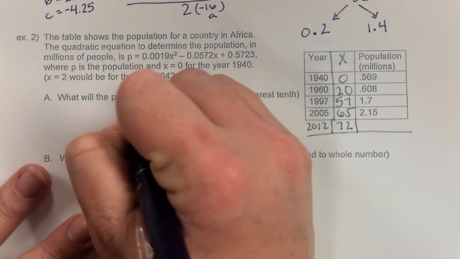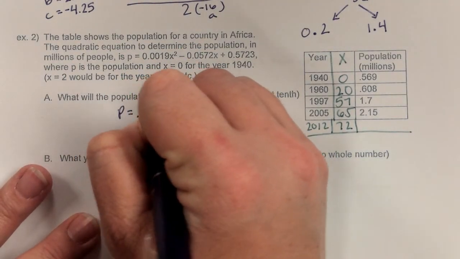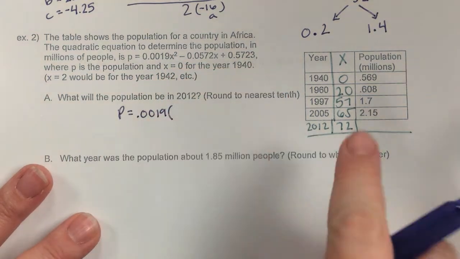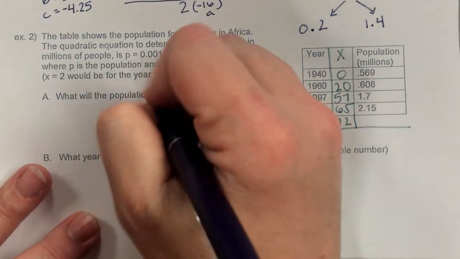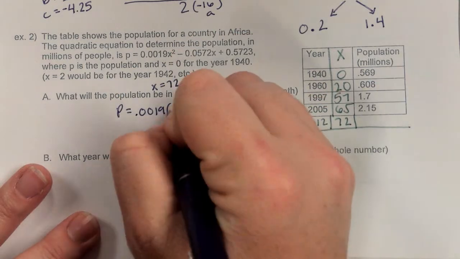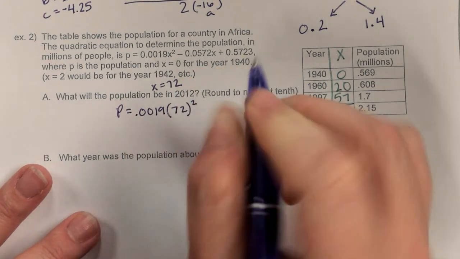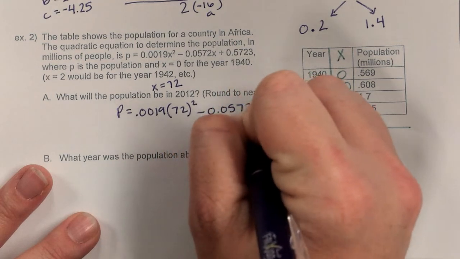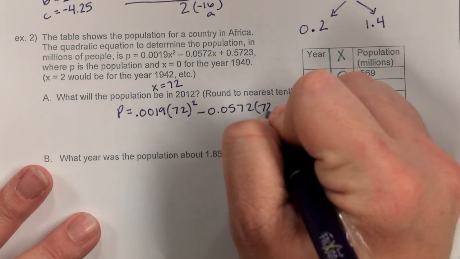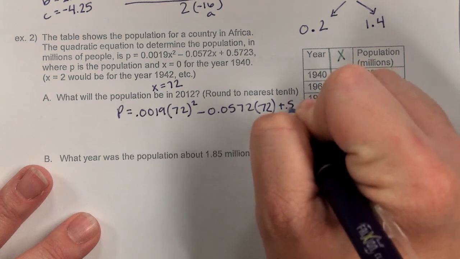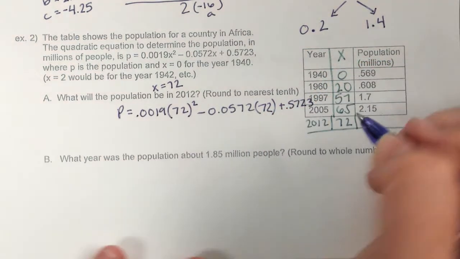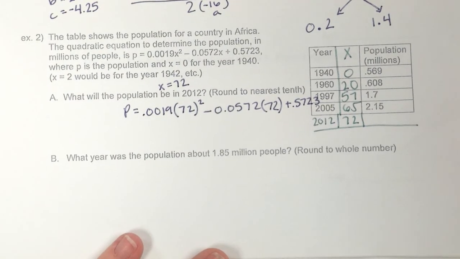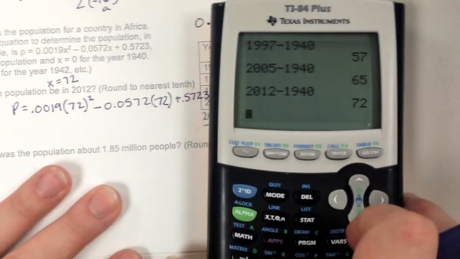So P equals 0.0019. What is X? 72 squared, X squared, minus 0.0572 times X, which is 72, plus 0.5723. Is this just a calculator problem? 100%. You're just going to type it the way you see it.